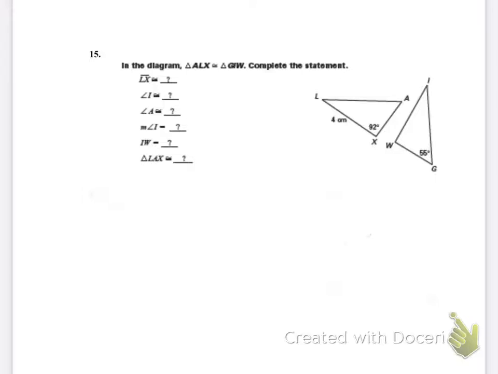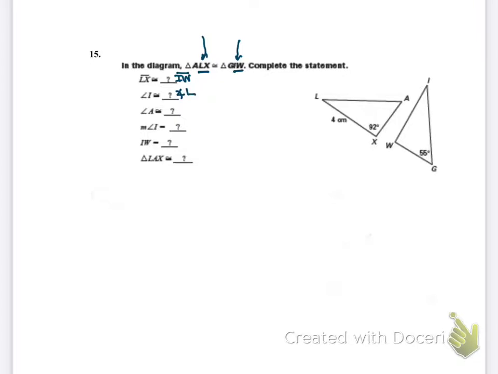So I'm going to look right here. Do you see how LX is paired up with IW? So that's what my answer is. Using my congruency statement, I'm going to answer that. Okay, so LX and IW. Okay, next one. Angle I is congruent to what angle? Well, angle I is the second angle here. So it's congruent to the second angle there, angle L.